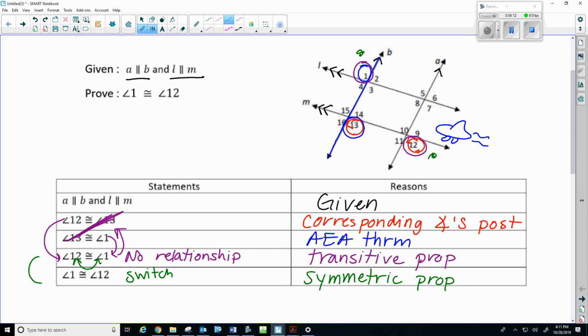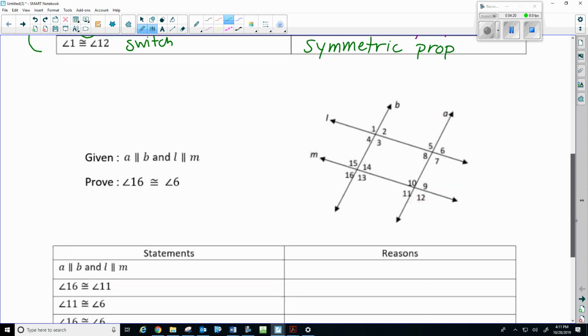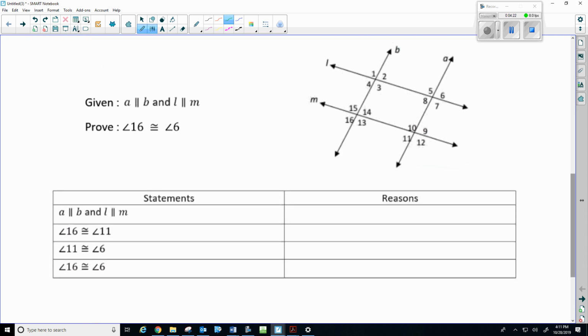Okay? So a little rundown on short two-proof column. We'll go ahead and move to our next one right here. And we'll start off reading our given, saying that line A and B are parallel, and line L and M are parallel to each other, remembering to put our parallel marks. And we have 2 on line L and M.